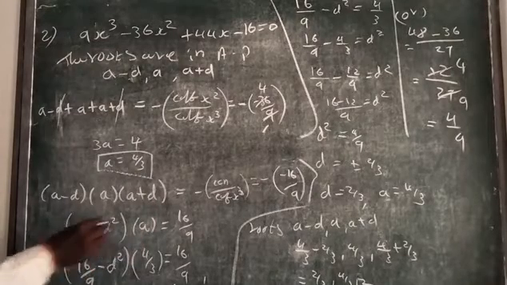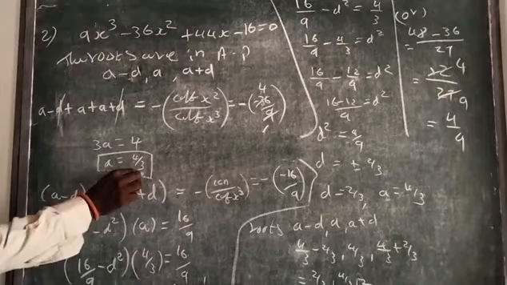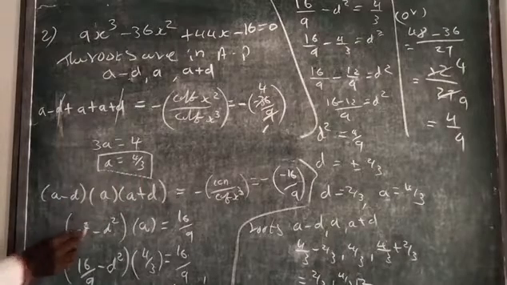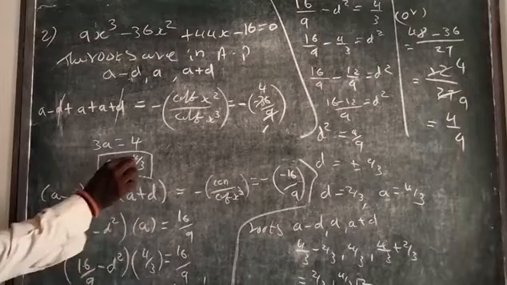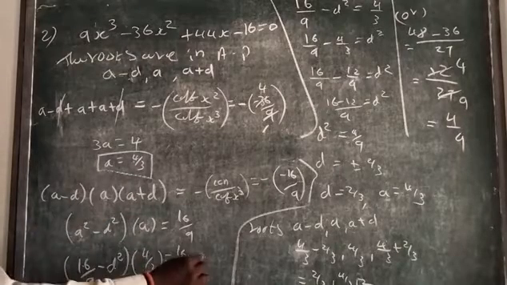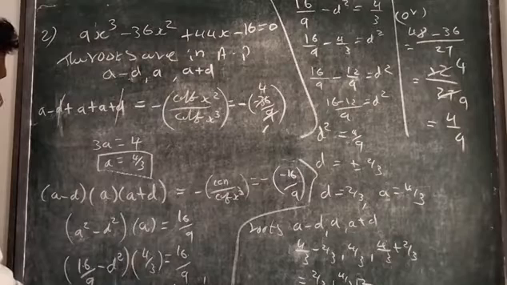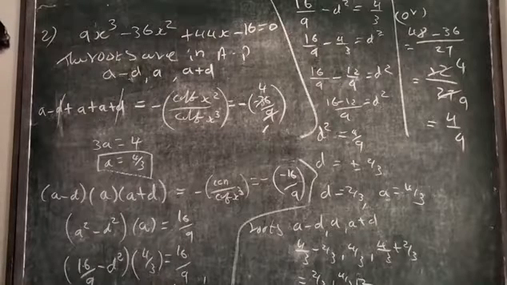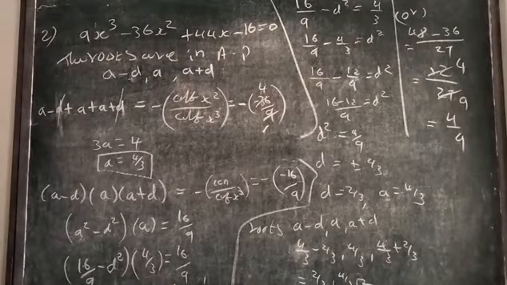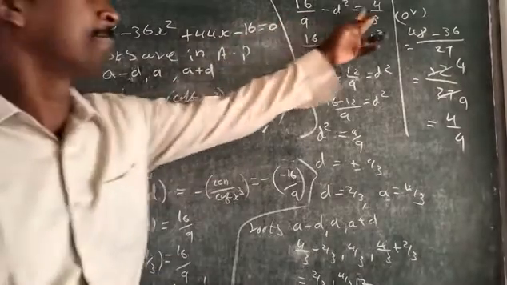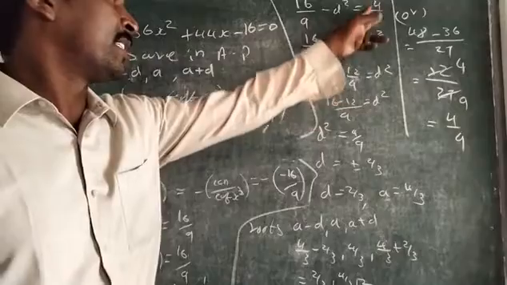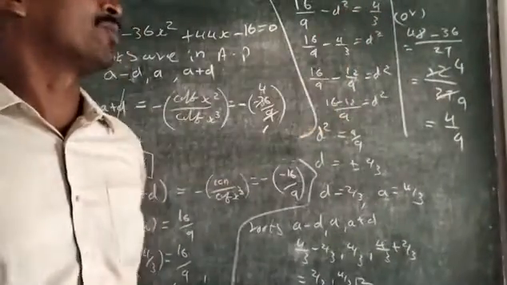We know the value of a is 4 by 3. Here a squared is there, so 4 by 3 the whole squared is 16 by 9. Here a alone is there, so 4 by 3. Bring 4 by 3 to this side by taking the reciprocal, which becomes 3 by 4, so we eliminate it. We have 16 by 9 minus d squared equal to 4 by 3. Now bring 4 by 3 to this side and d squared to the other side.